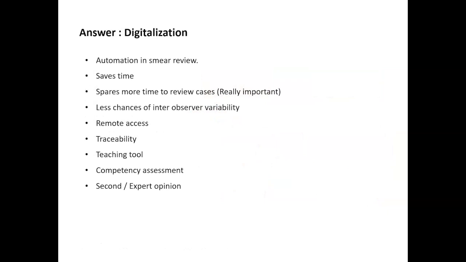Automation in smear review saves your time. It spares more time to review cases that are really important. There are fewer chances of inter-observer variability. You have remote access, so you can get the opinion of any person, or you can view your cells even at midnight at the comfort of being at your home, so-called work from home. The reports that you are putting out are traceable with visual evidence.